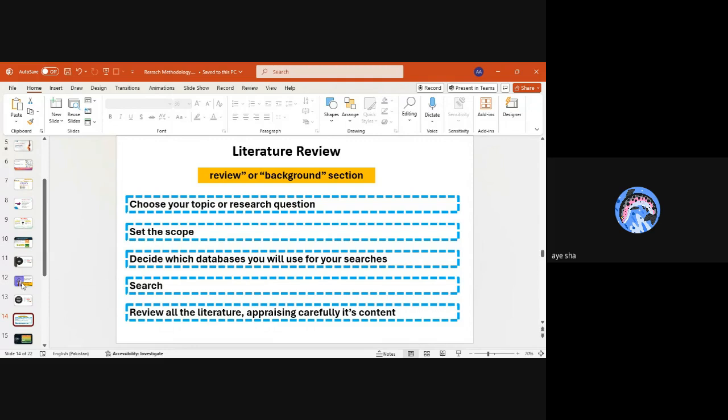Here, you would set the scope. You would study many previous researches or articles or any data source that would lead you to your hypothesis, your assumptions, and encourage you to develop the methodology for the process. Okay, here you would obviously decide which databases you will use for your research. You have to search and review all the literature.